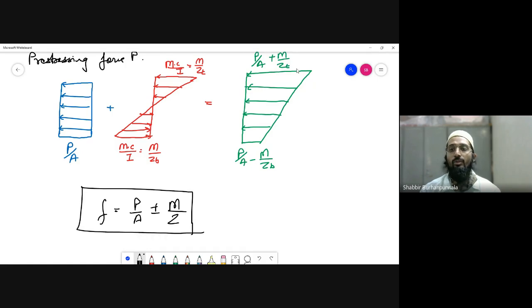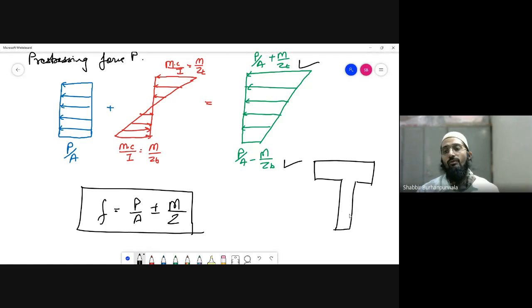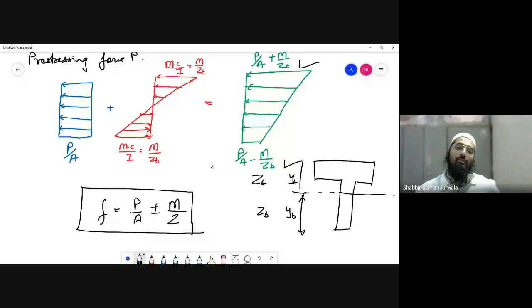Going to be this formula, and for the bottom fiber it is going to be this formula. We are defining over here a common Z value, but actually it is not a common Z value. For the top fiber it is going to be ZT, for the bottom fiber it is going to be ZB. Try to understand, if there is a T section like this and you are trying to determine or analyze the stresses, what will happen over here? Your YT value and YB value are going to be different. Because of that, your ZT and ZB values are also going to be different. So try to understand.